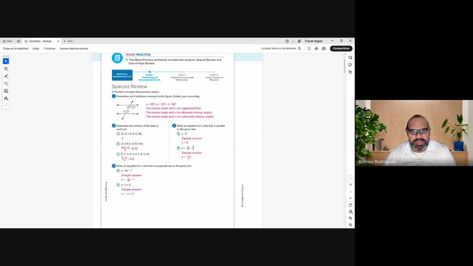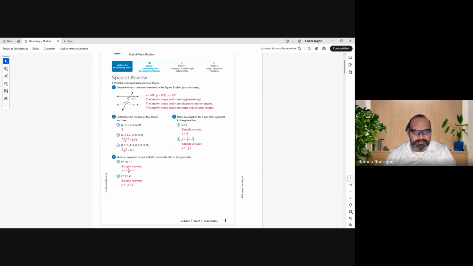Number 3, write an equation for a line that's parallel to the given one. Well, guys, x equals 3 means the line is a vertical line. Then any number, x equals 4, x equals 5, x equals 6, will be the same. Great. And for the parallel line here, the slope is the same. It doesn't matter what the position is. As long as you keep the same slope, we'll be fine.